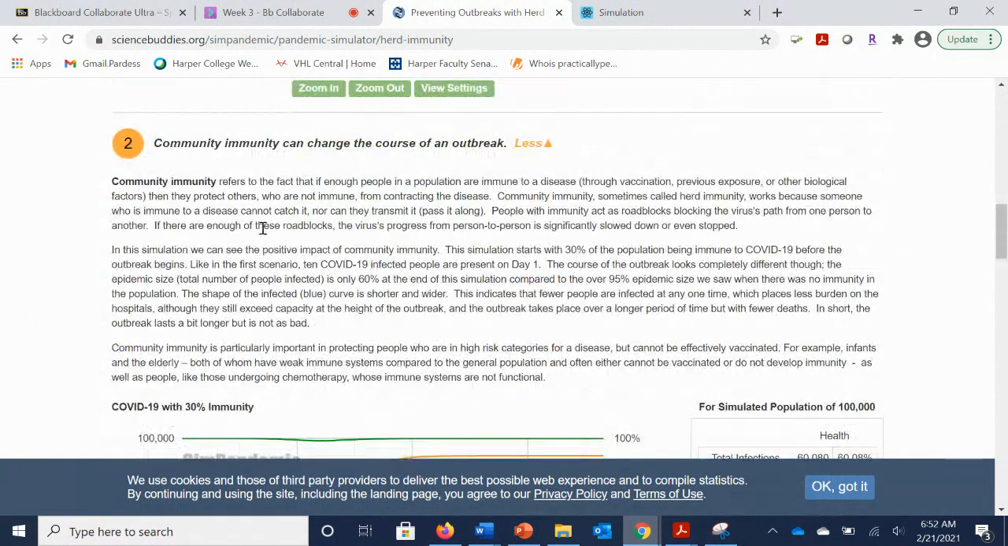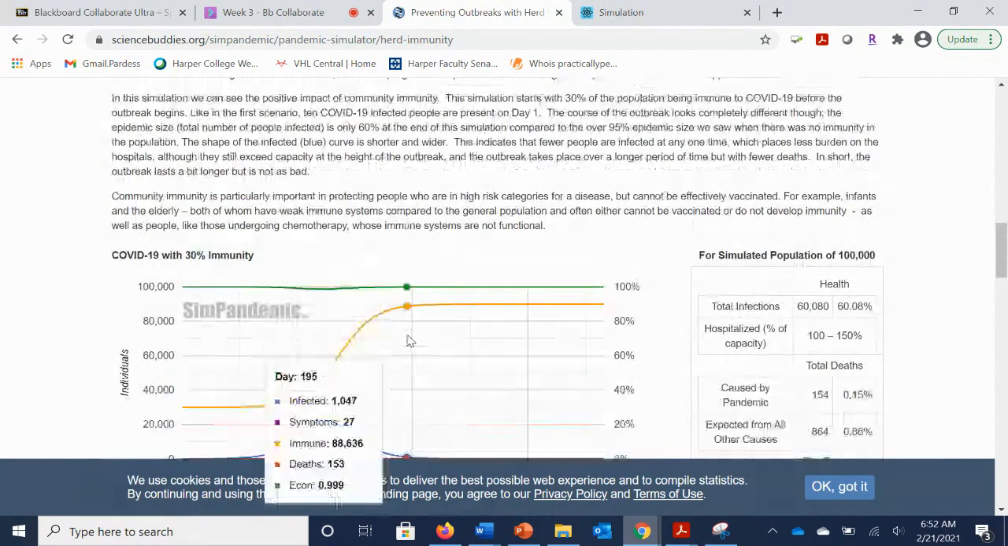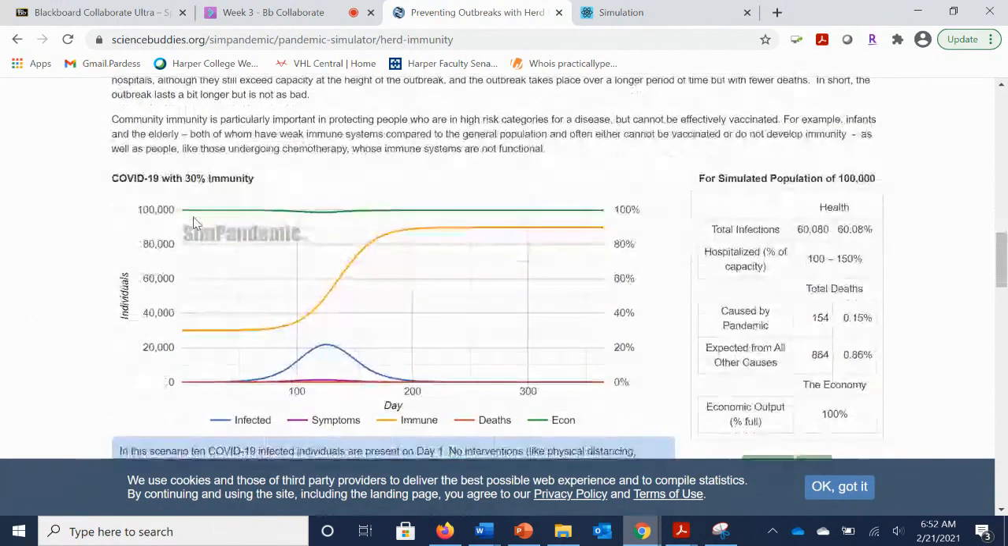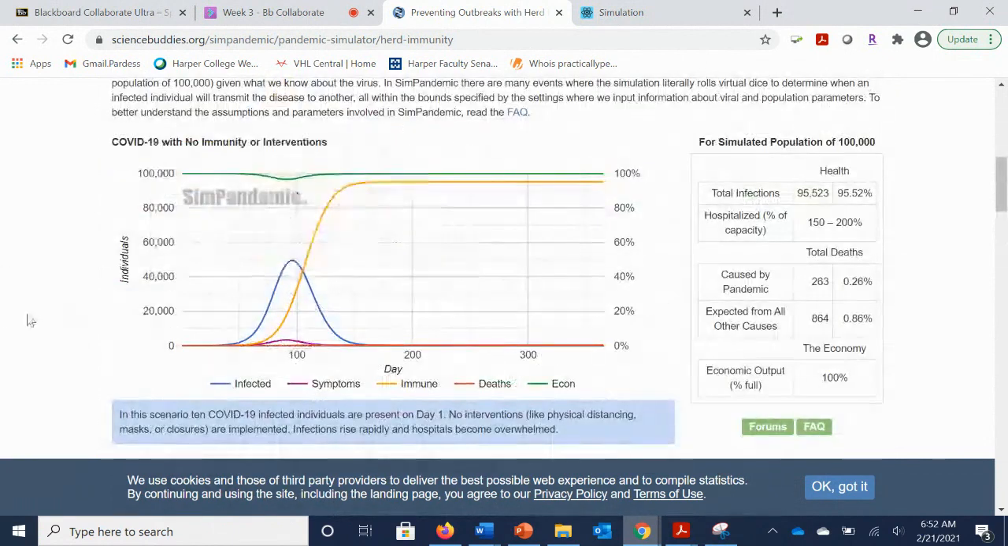Then number 2 is community immunity that can change the course of an outbreak. So now we're talking about community immunity and how people are protected, and then what the disease outbreak looks like. You can see here, it looks quite different than when we have no immunity.